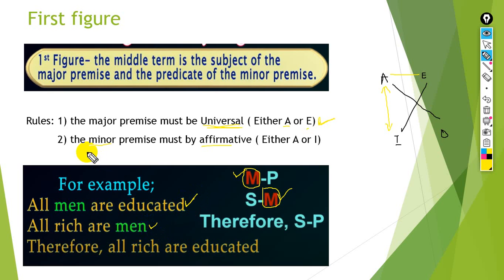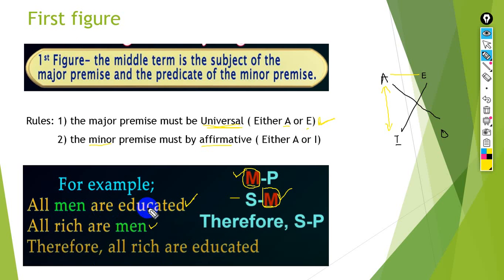So these are the rules. Keep these rules in mind, and you should also keep this arrangement in your mind, so then you can make the first figure of the syllogisms. So look at this: all men are educated, all rich are men, therefore all rich are educated. So look at this, what we have.